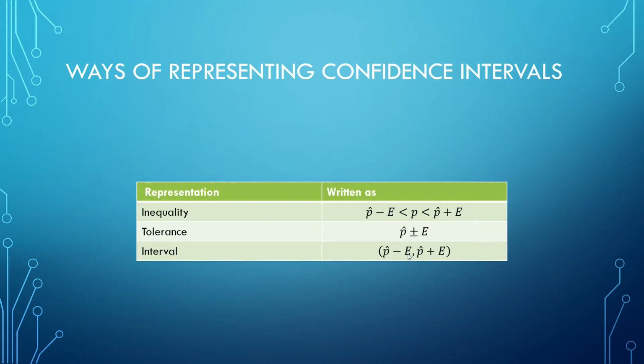So real quick, and then I got one more slide to show you in this video here. We got different ways of writing our confidence intervals. Personally, I like using the tolerance where I just say, oh, it's p hat, give or take, whatever the margin is. You can do it with inequalities where you sandwich it between the lower and upper bounds. Or if you're hip to interval notation, which is from algebra, you can also use interval notation.